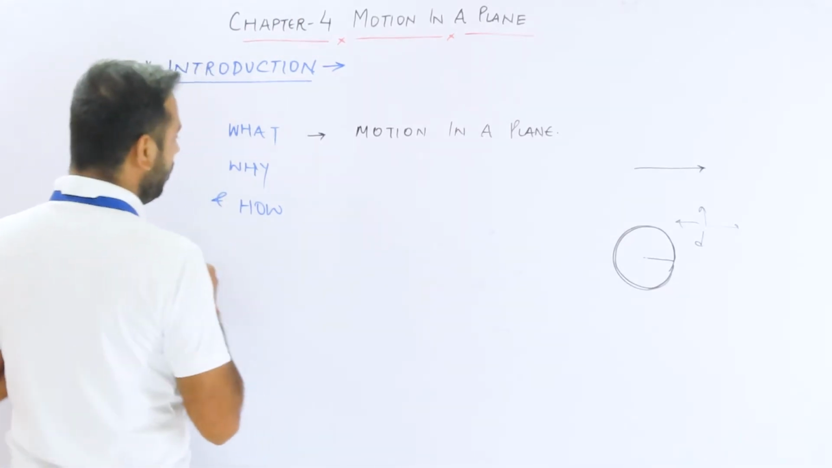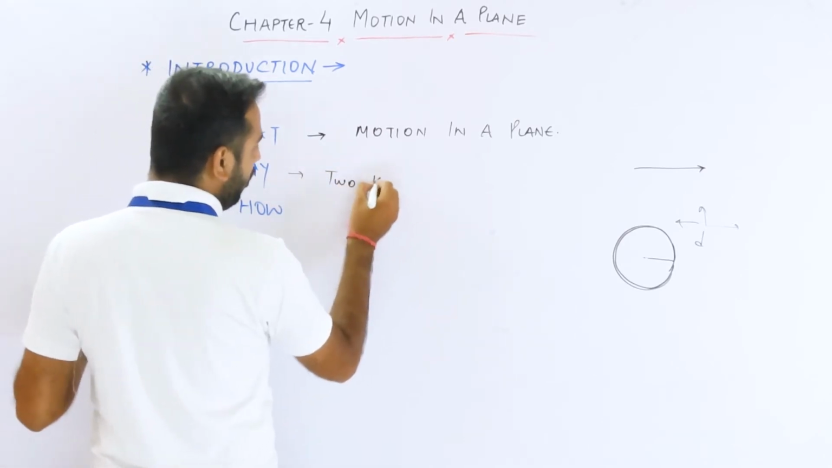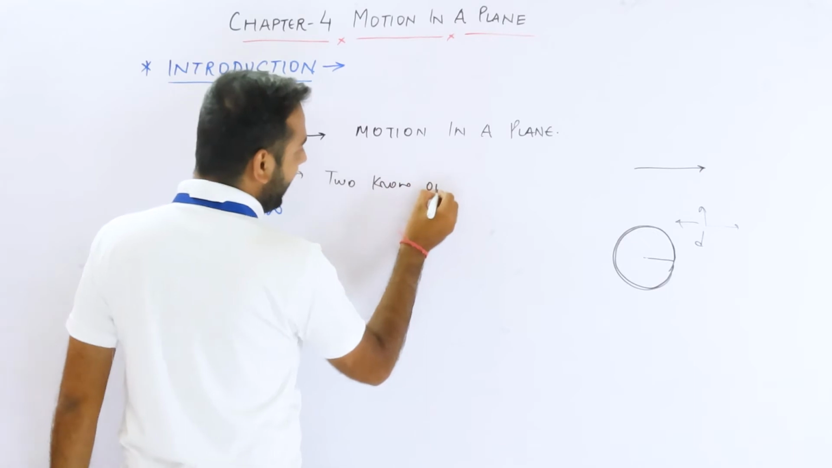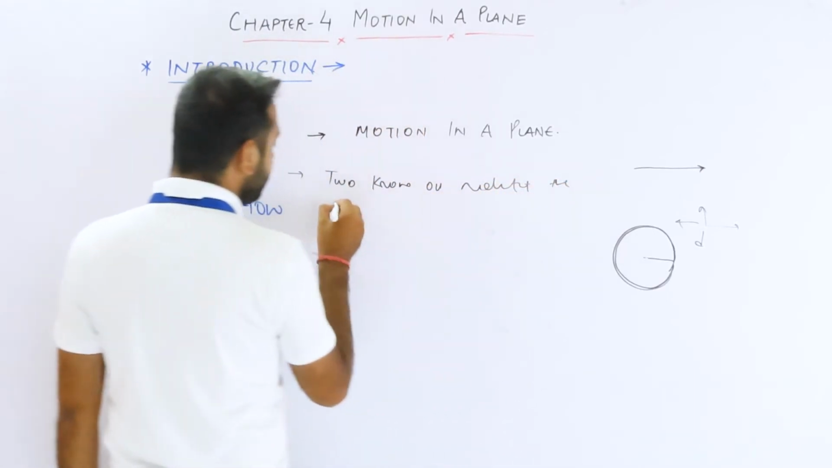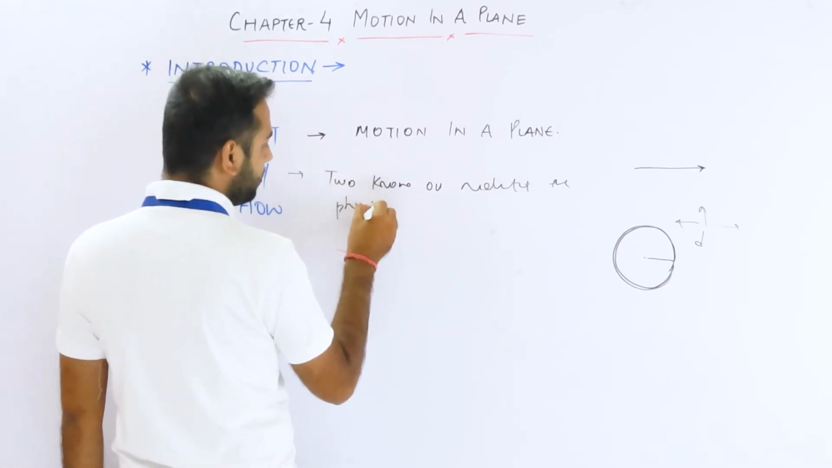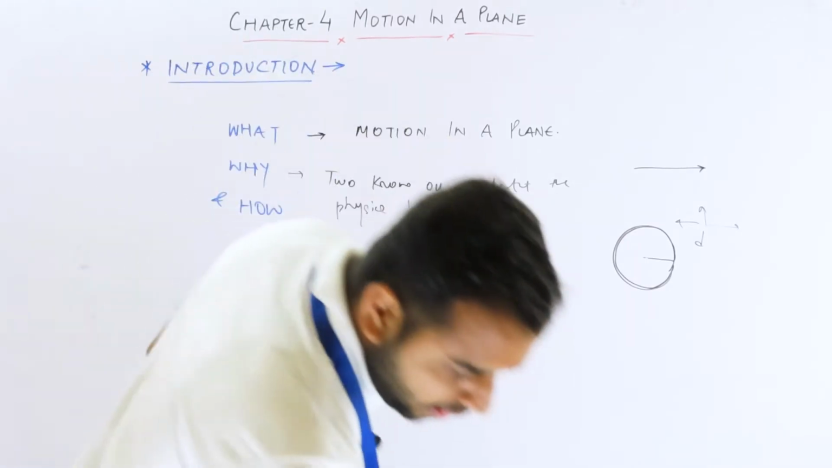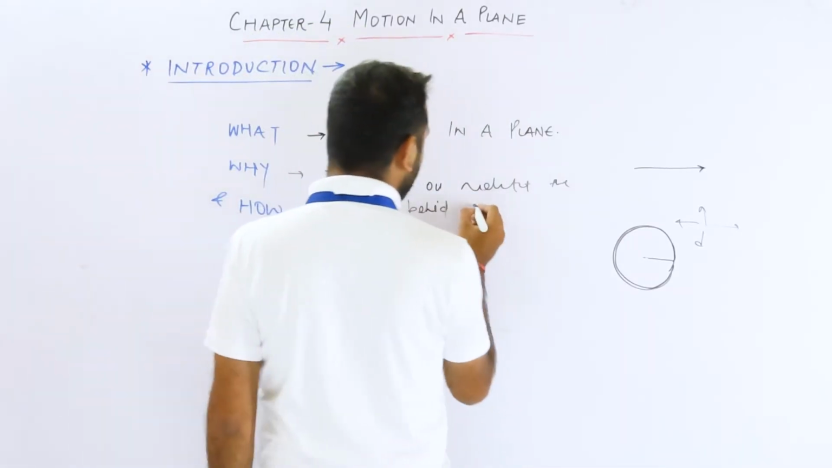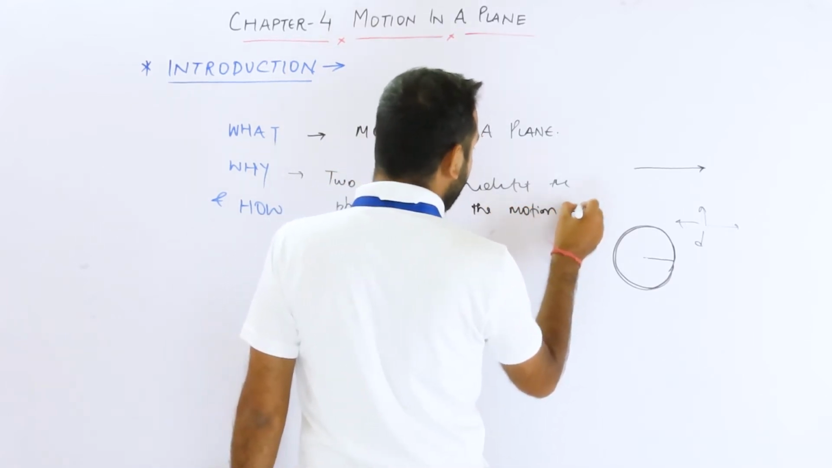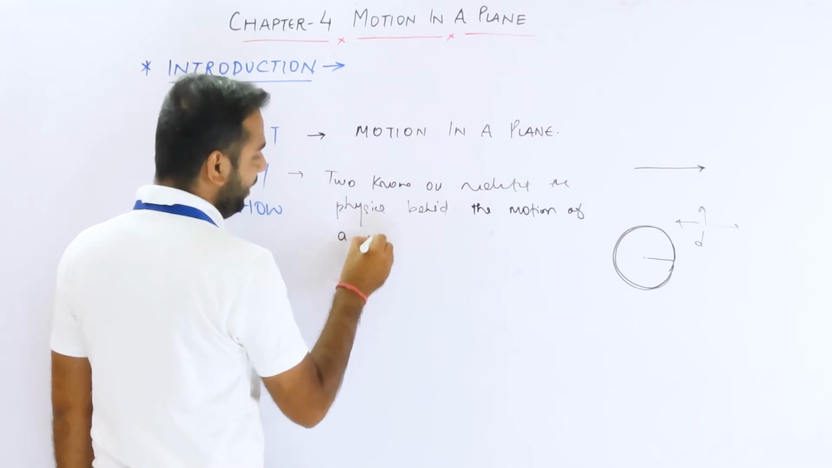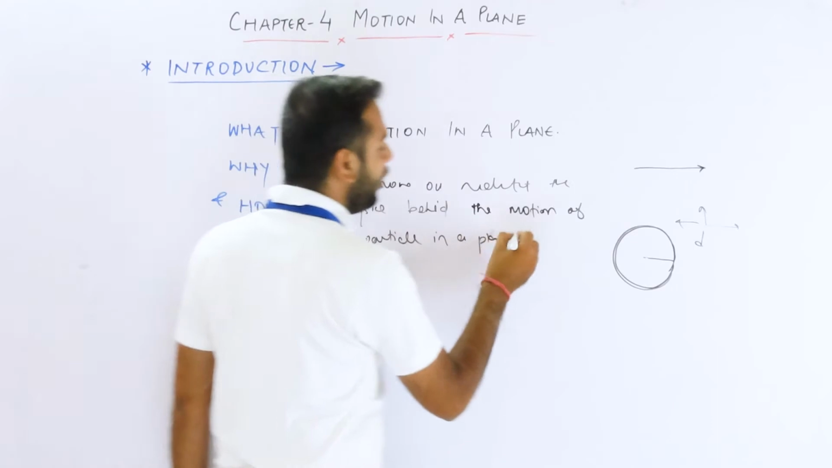So why are we studying that? To know or understand the physics behind the motion of a particle in circular motion, the physics behind the motion of a particle in a plane. Circular motion is a typical example of that.